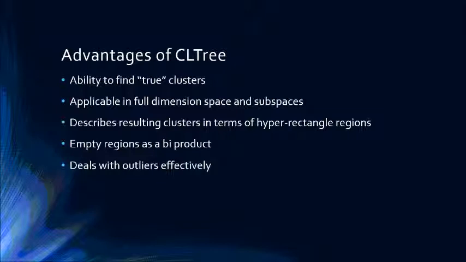We see that CLTree is able to find the natural clusters because its tree building process classifies the space into data and empty space regions without making any prior assumptions or using any input parameters. Most existing methods require the user to specify the number of clusters to be found or the density thresholds. CLTree is also able to find clusters in full dimensional space as well as subspaces.